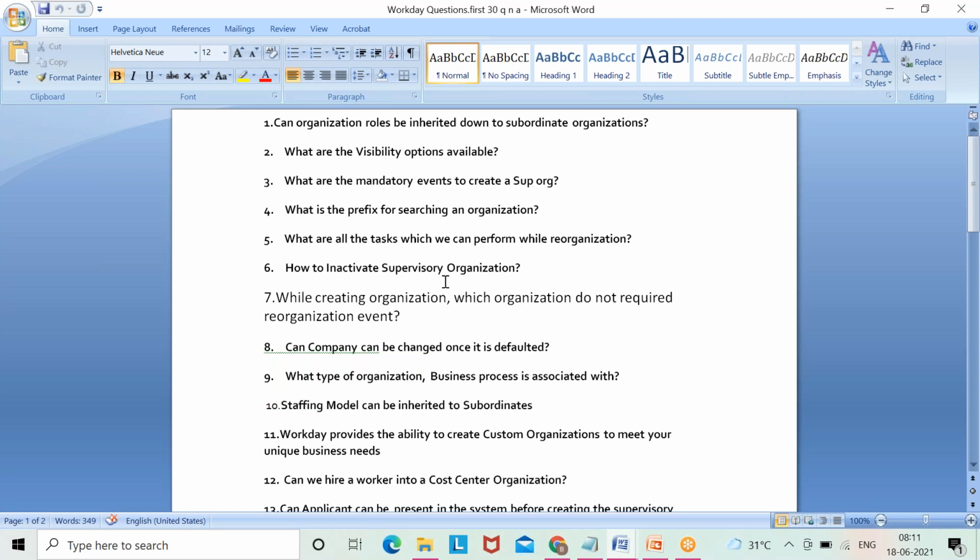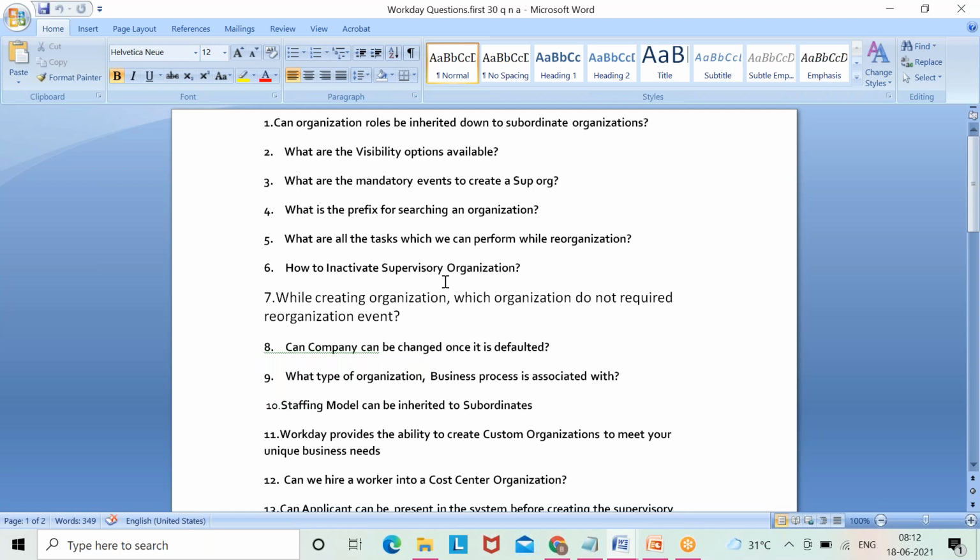Correct. So in order to create a supervisory organization, what is the mandatory input? The reorganization and the date. Reorganization. Excellent. The reorganization is the mandatory one. Correct.